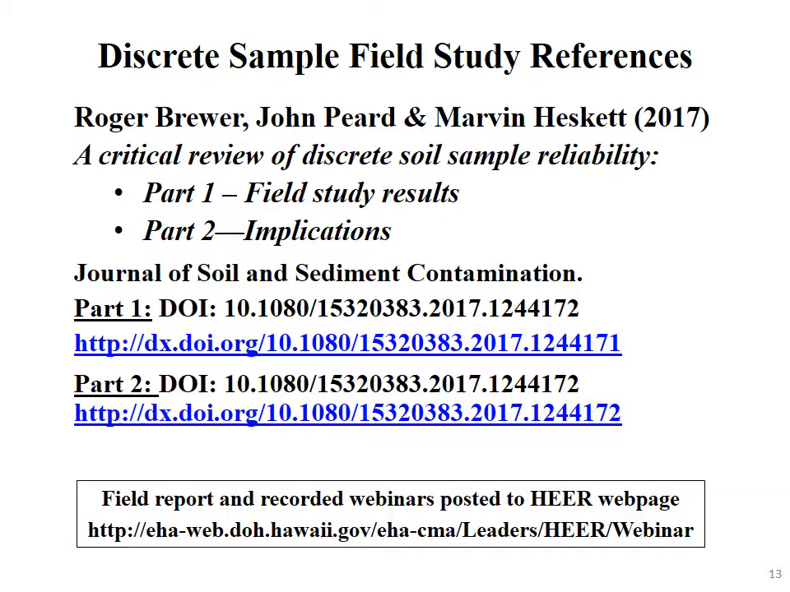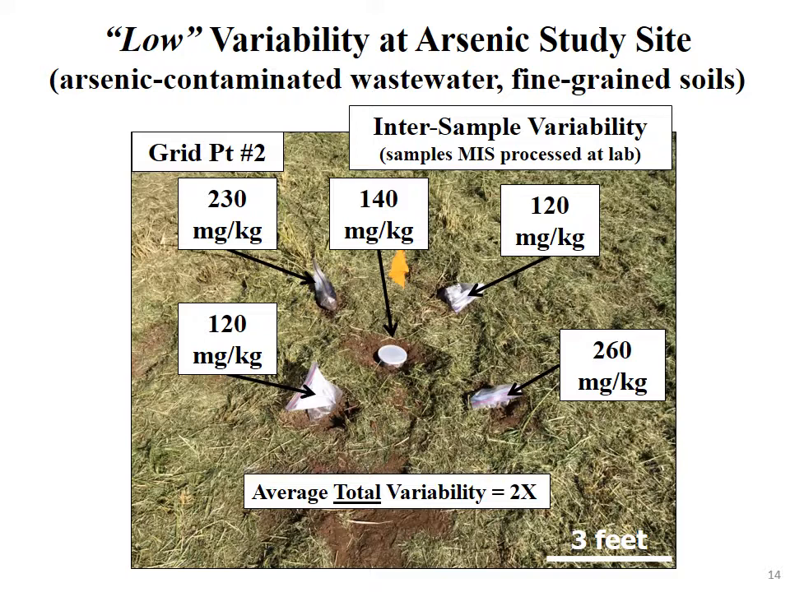So let's look at what we got. First, here's the arsenic contaminated site, where we expected low variability, and that's pretty much what we got. So here we're just looking at the co-located samples. Lowest concentration at this particular grid point, 140 ppm. Highest concentration, just a foot or so away, 260 ppm.